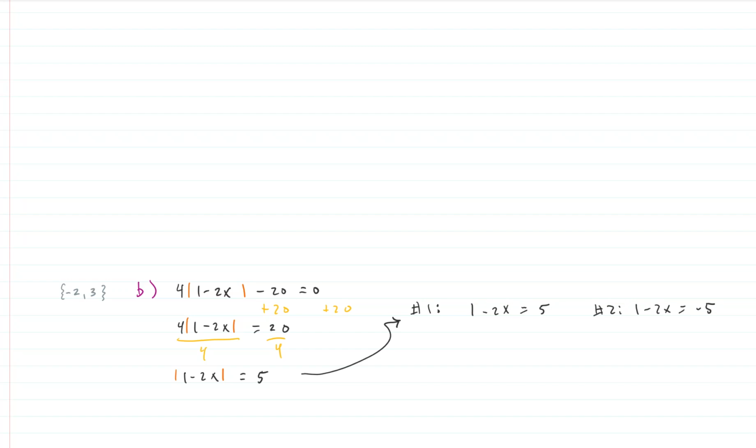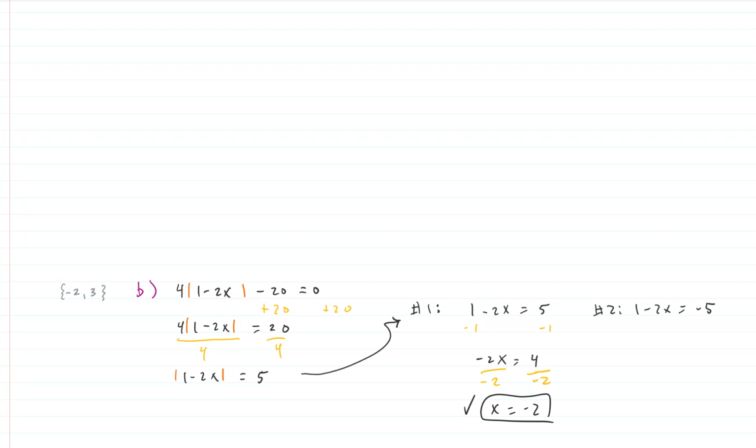Let's do the first one. So we subtract 1 on both sides to get the x by itself. We're just trying to solve for x. That gives us negative 2x equals positive 4. We can divide by negative 2. And that gives us x equals negative 2. We can plug that back into the original equation and verify that we get 0 equals 0. So that's a true statement. So that's also a valid solution.